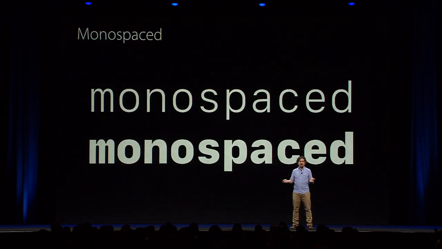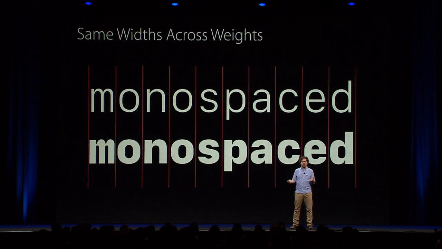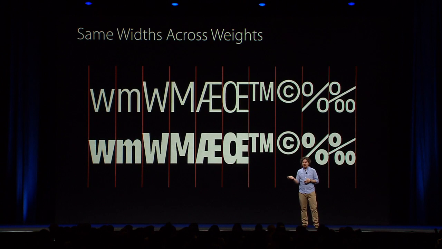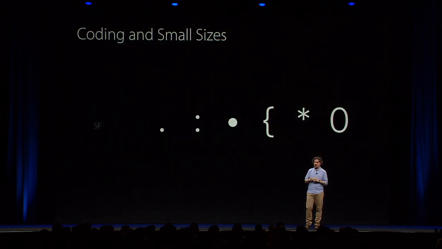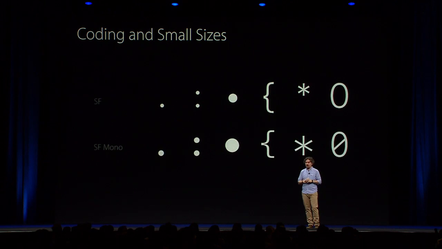So SF Mono is a monospace design, of course, but it's also monospaced across weights, which means that if you change your font weight, the text will not reflow. Of course, this was a bit of a challenge when we're designing this heavy weight, so we had to squeeze all these glyphs in. But we designed SF Mono for coding and small sizes first, and so we tweaked some of the glyphs, like the punctuation or the bracket, braces, some of the digits for use in coding.